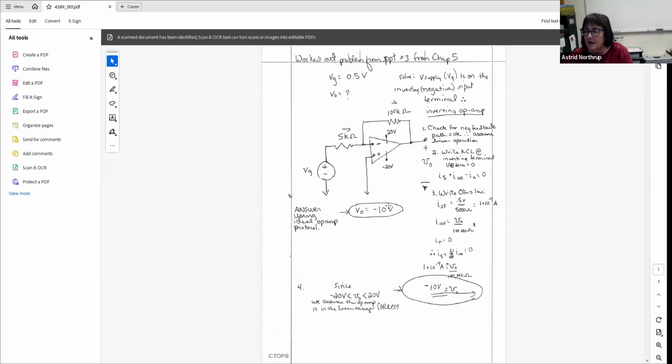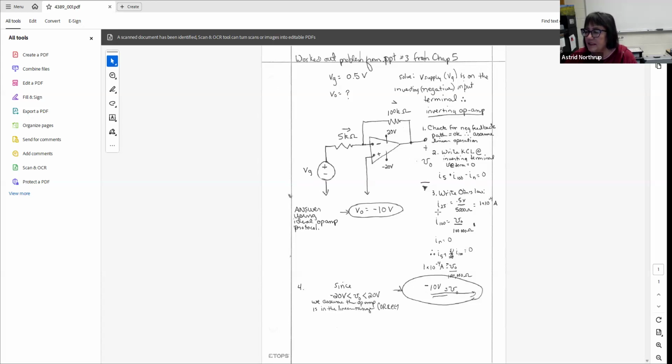So check. The next thing is we need to write Kirchhoff's current law for the inverting terminal. We have the current that's passing through the 5 kilo ohm resistor, the current that is passing through the 100 kilo ohm resistor, and the current going into the inverting terminal, and the 3 of them have to equal 0. In other words, we're doing an analysis right at this node.